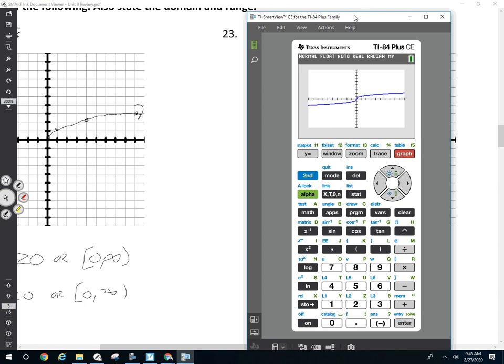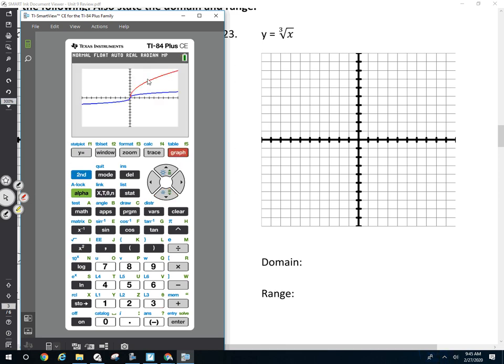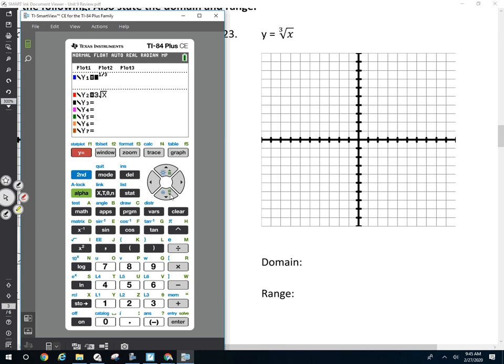There's the cube root of x. I'm not writing it as 3 root. This is not correct. This is not the same graph as the cube root. So don't do this, it's wrong. That's 3 times the square root of x.